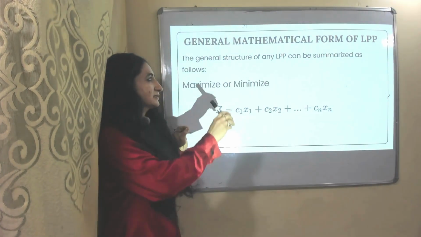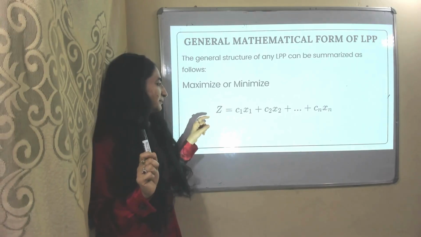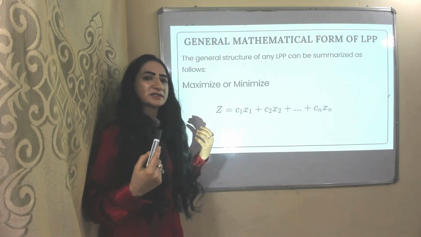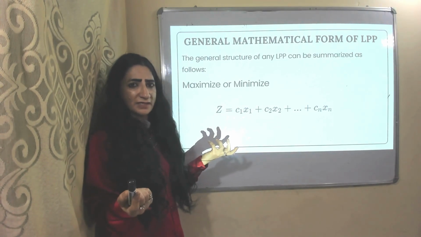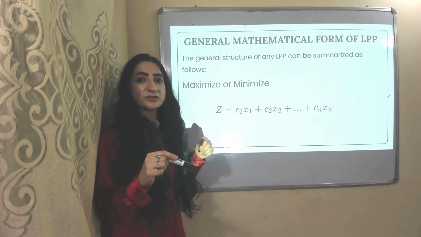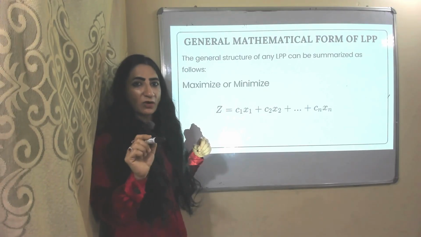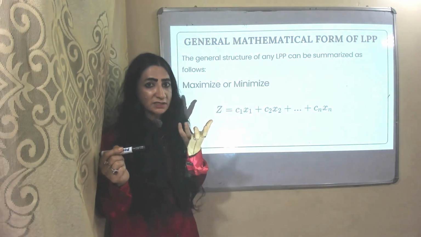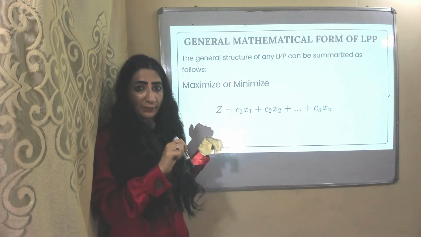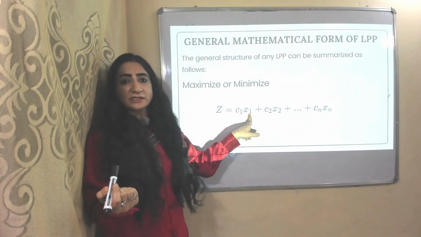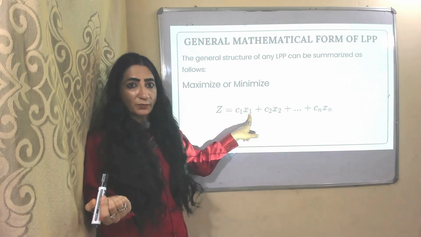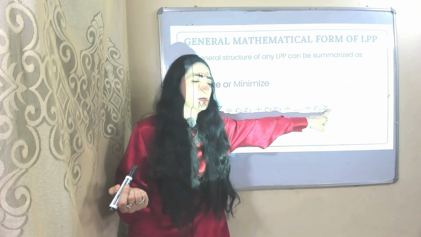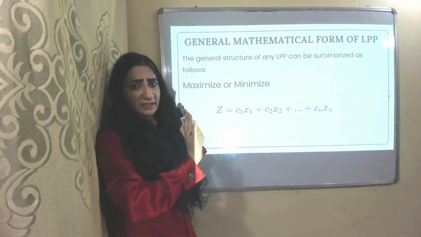Now quickly revise the general structure of linear programming. Here Z is our objective function. That means Z is something which you either want to maximize or minimize. For example, you want to maximize your profit or want to minimize your cost. X1, X2 and Xn are decision variables, means what you want to decide through linear programming. For example, you want to decide how many units of bags you need to produce in order to maximize your profit, or how many units of watches or desks you need to produce in order to maximize your profit.